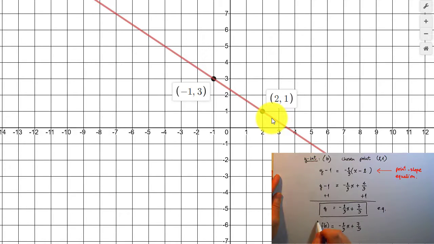And that's how we're done finding the slope intercept equation of any line passing through two given points.